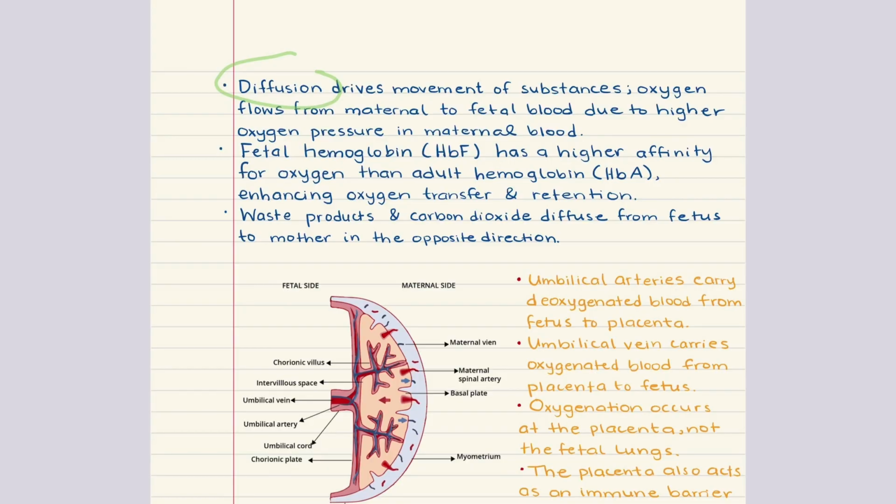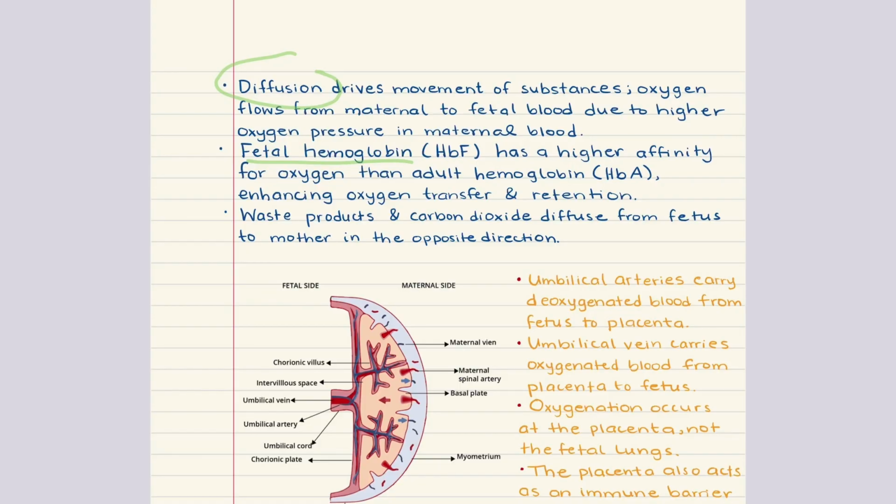Now, one of the key adaptations that help the fetus capture oxygen efficiently is fetal hemoglobin, or HbF. Unlike adult hemoglobin, fetal hemoglobin has a higher affinity for oxygen, which allows it to pull oxygen more effectively across the placenta and then hold onto it longer. What this does is ensure that fetal tissues get the oxygen they need, even though they're receiving it secondhand.